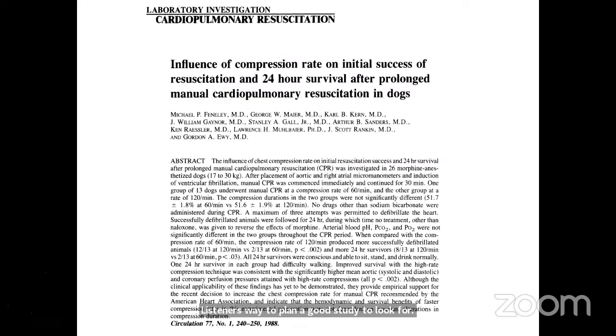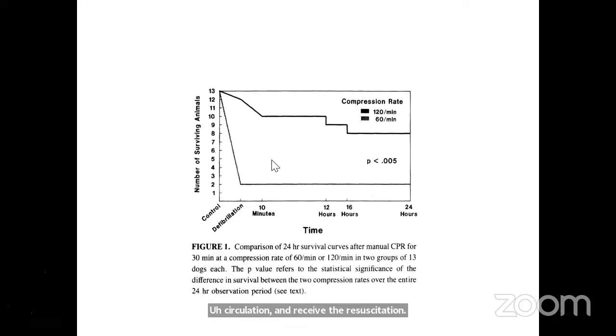But looking at the landmark studies based on which the majority of resuscitation science has emerged, they looked at the influence of compression rate on the initial success of resuscitation and 24-hour survival in animals who had received the resuscitation. And they found that when the speed was almost 120 compressions per minute, the outcomes were really good.